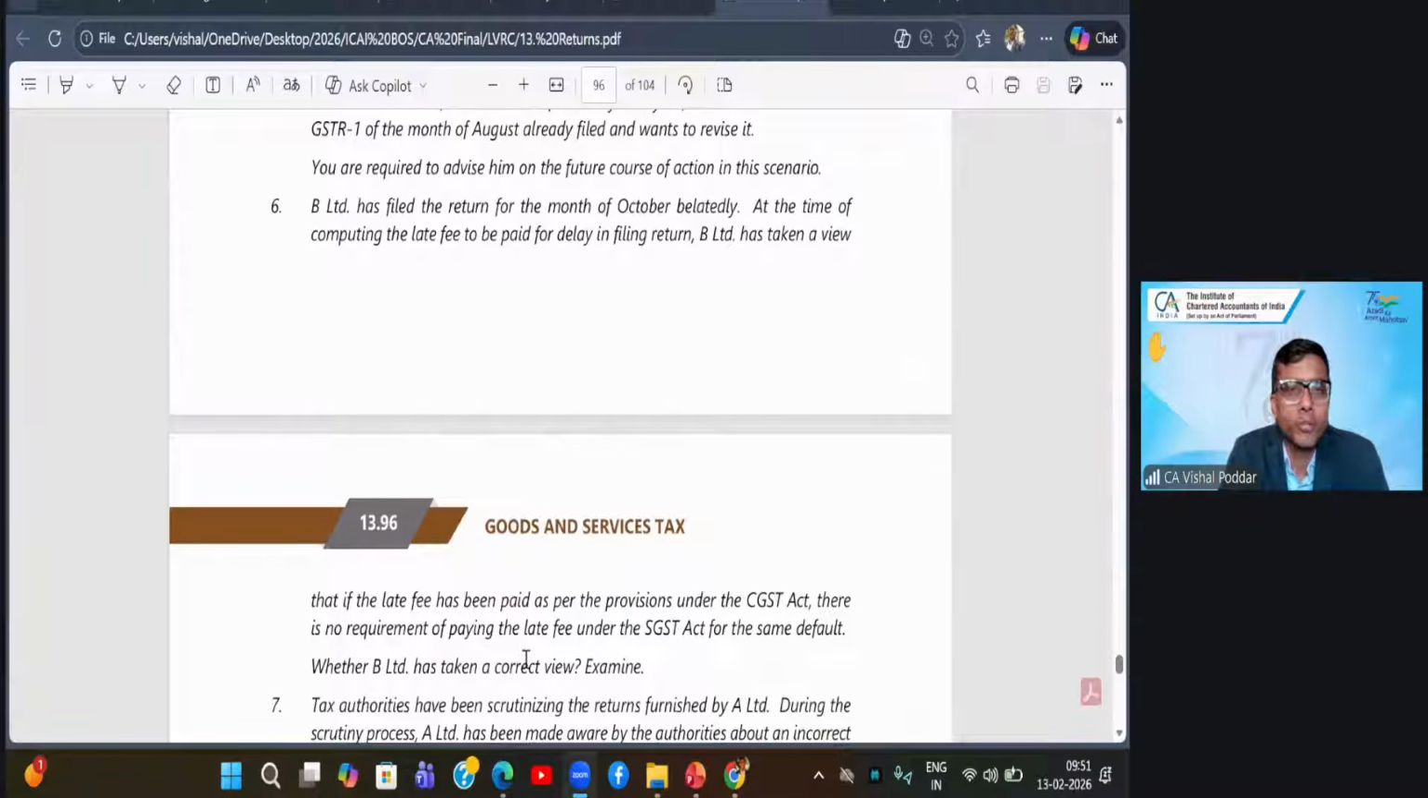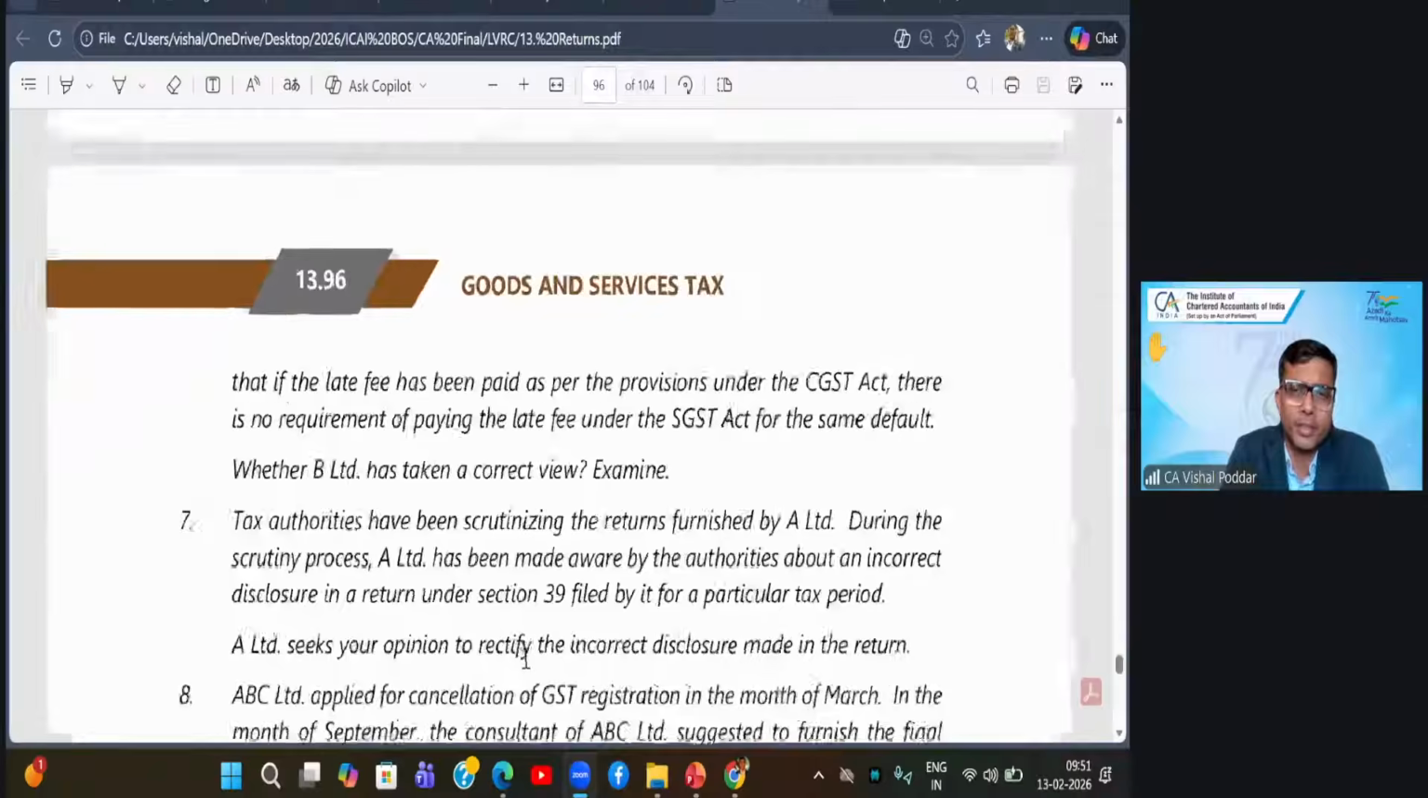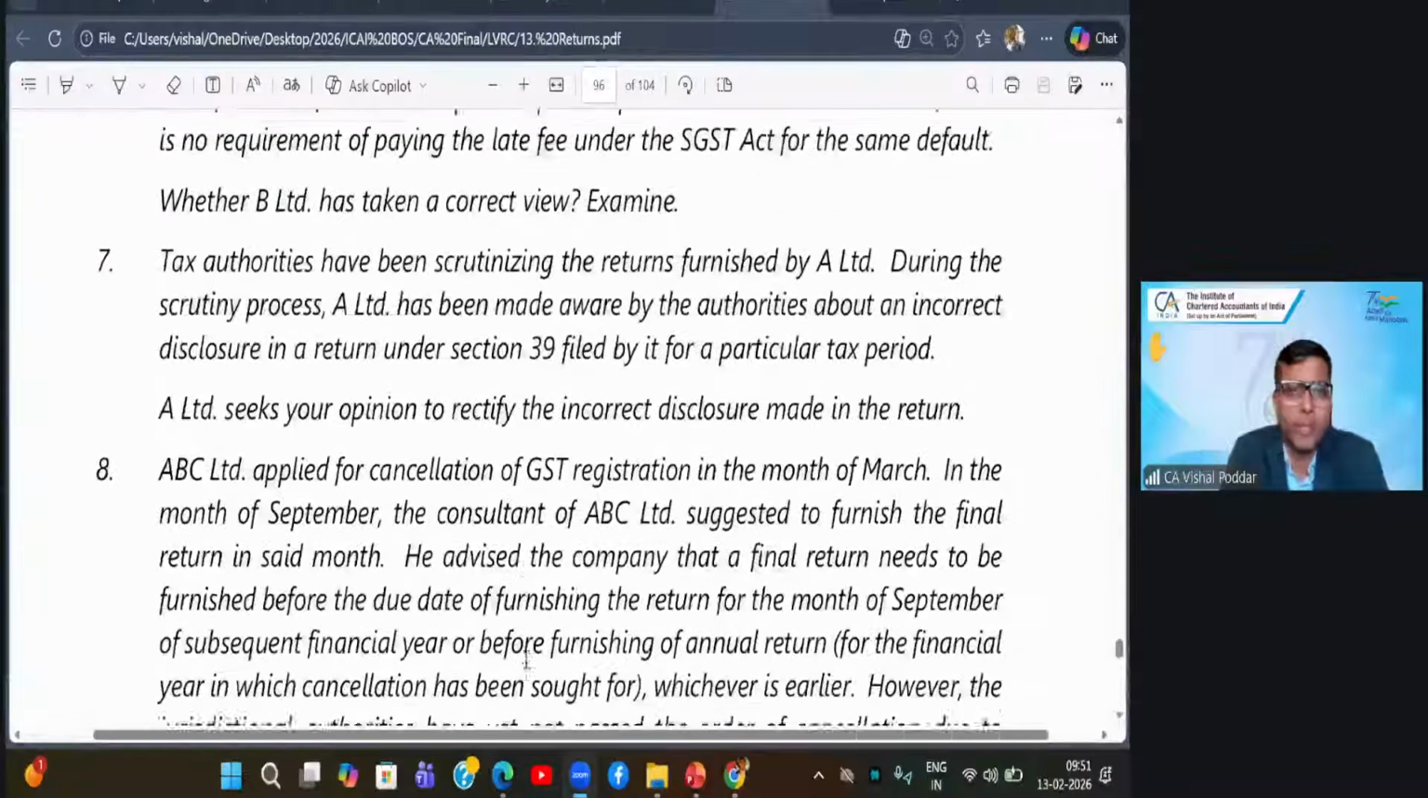He has to pay for both, CGST and SGST. He has to pay for both the things, because the fees are given per Act. So he will be liable to pay late fee under both the Acts. Both the Acts, correct.